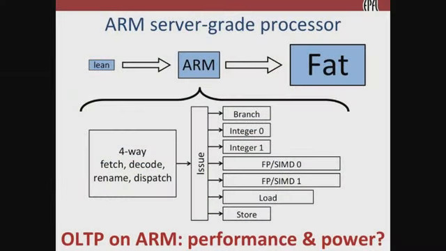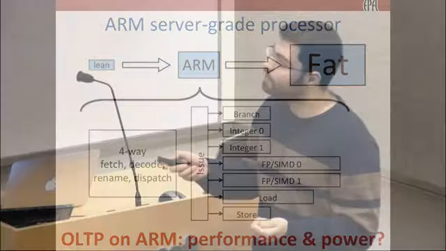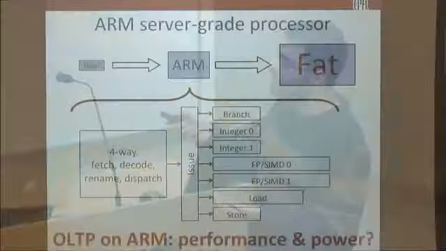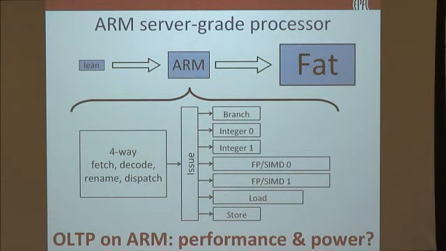ARM has recently announced its server-grade processor. It is somewhere in between an Atom-like lean processor and Xeon-like fat processors. Its main microarchitectural structures are very similar to Xeon. It has a 4-way fetch, decode, rename, dispatch unit. You can issue 4 instructions at a time, just like Ivy Bridge. It has a number of execution units that can concurrently run different instructions. It has deep cache hierarchies, 3 levels of caches, and so on. So majorly, it looks a lot like a Xeon processor.